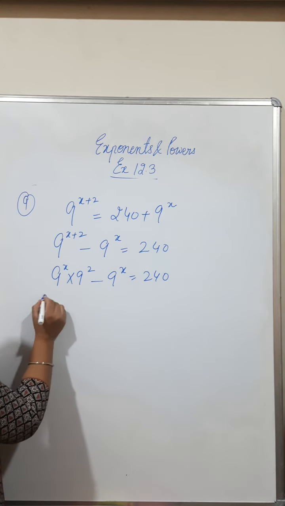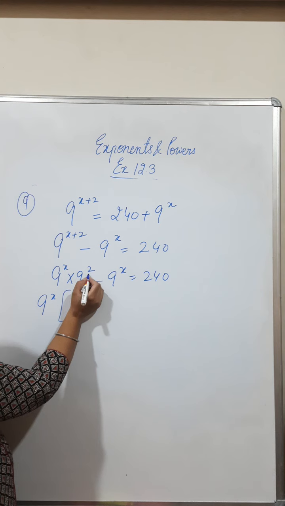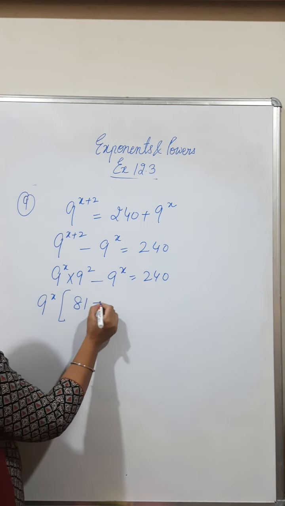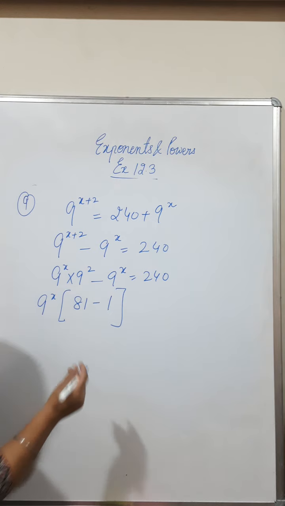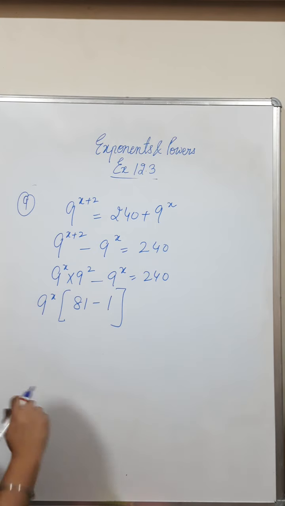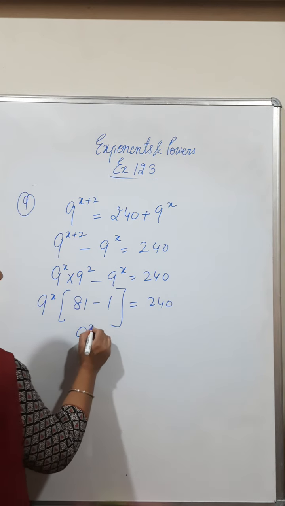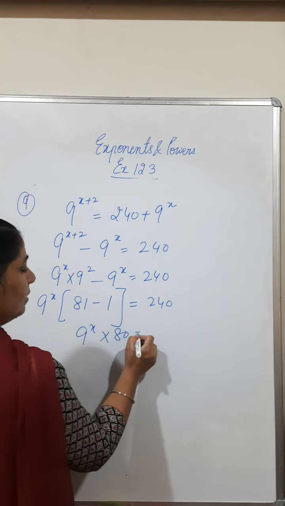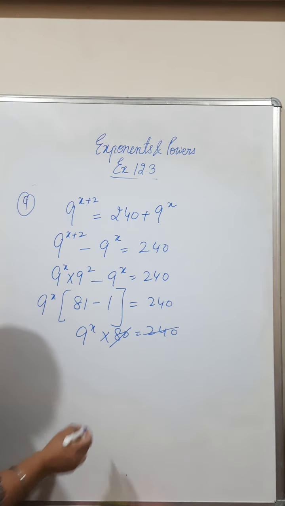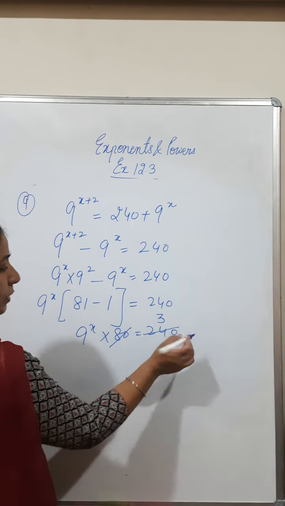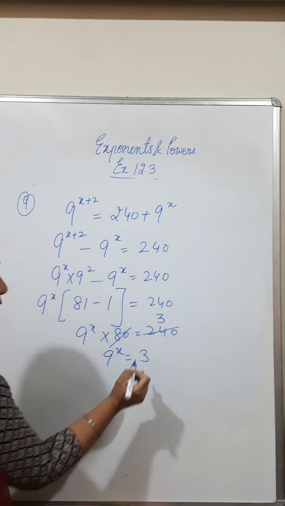Now what is common, beta? 9 raised power x is common. 9 square. What is 9 square? 9 nines are 81. Minus. When you take this 9x common, there is nothing left, but when there is nothing, you take a 1, is equal to 240. Now 81 minus 1, that is equal to 80 is equal to 240. Now cut 80 with 240. 8 3s are 24. 0 and 0 get cancelled. Now what you get is 9 raised power x is equal to 3.